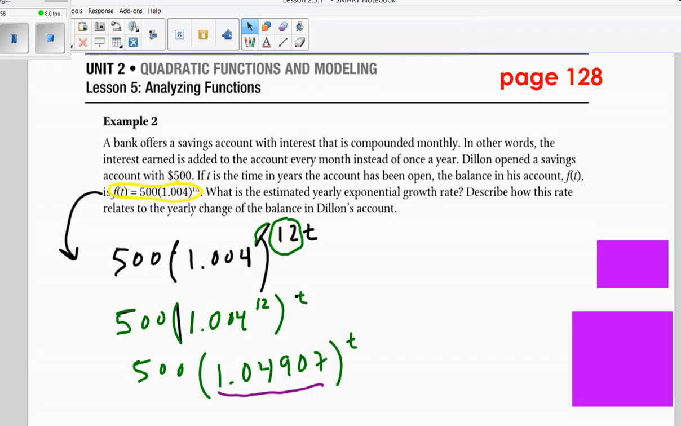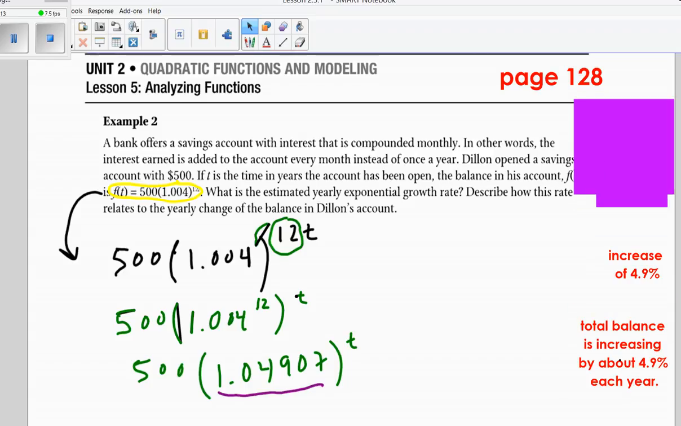Well, I should use these. This is why I wrote them. It's an increase of 4.9% because 0.049 is approximately 4.9%. So if our bank account is growing at 4.9%, what is that going to do to the amount of money that I have in the account? Well, hopefully we should all know this. If your account is increasing, so should your balance. It should increase about 4.9% each year. So hopefully that makes sense to us.